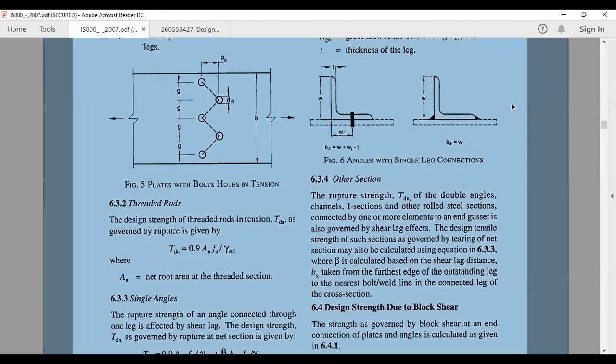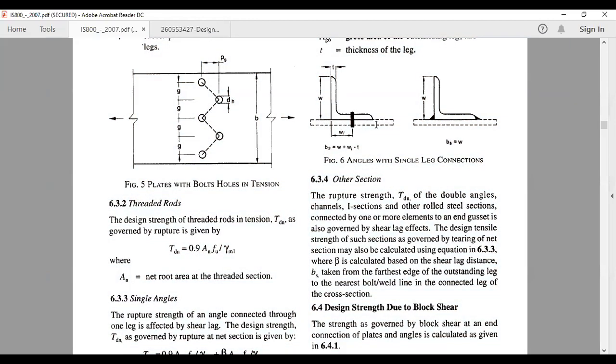Calculating these two is simple. It is the width of this leg minus half the thickness, into the thickness of this angle. I am deducting half thickness because half of the thickness will be considered in the unconnected leg and half in the connected leg. So at this junction, half thickness will be considered in the unconnected leg and another half in the connected leg. That's why we always deduct that half thickness in the total width.